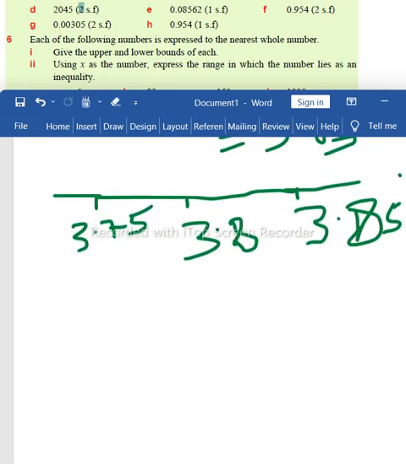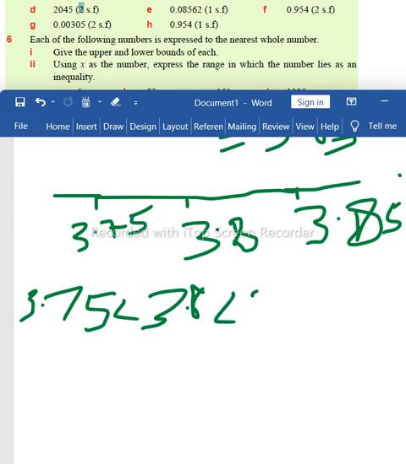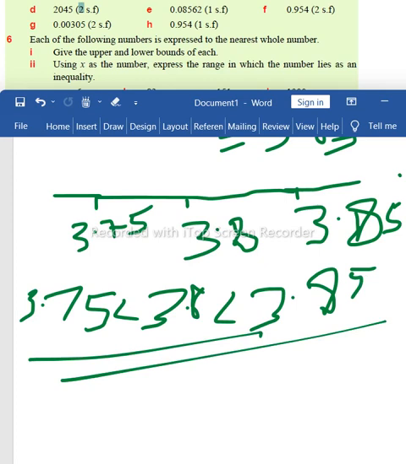And we can put this number in an inequality as 3.75 is less than 3.8, which is less than 3.85. So this is the final inequality of this number.